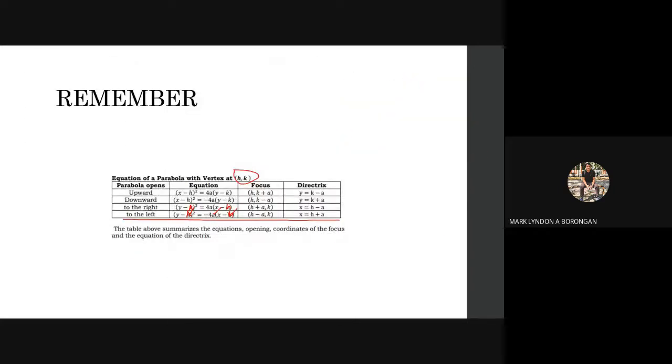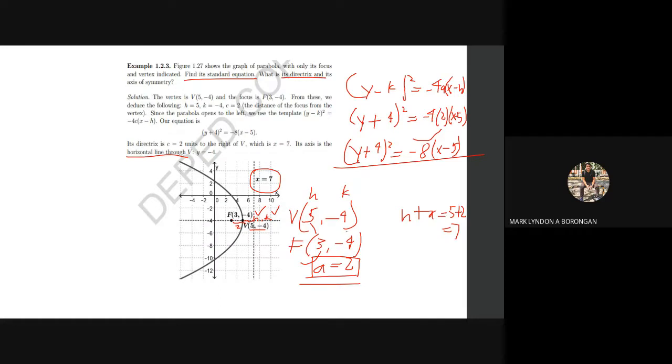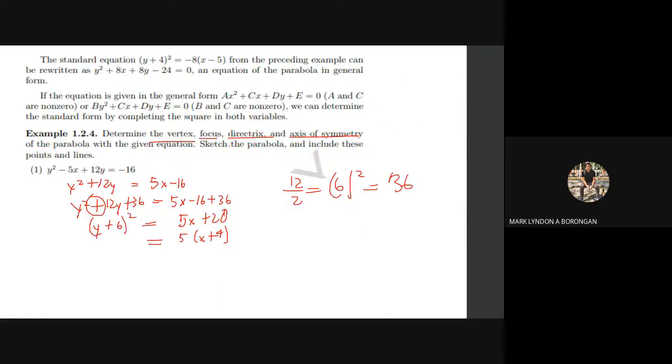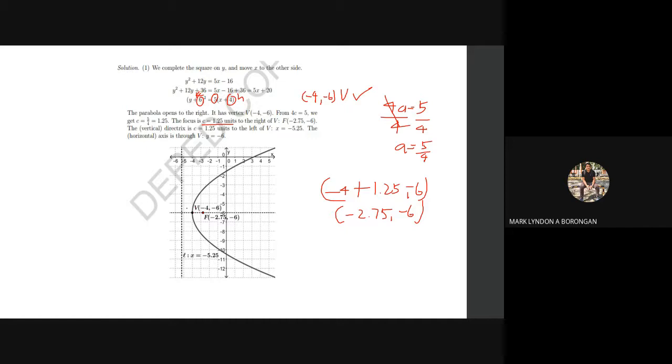H plus a. So, ang h na to is -4. Then, addan nimo siya 1.75 nga positive. So, nakuha na nato ang atuang vertex, atong focus, atong directrix ani. So, pag determine sa directrix, so kani siya 4 minus pug ka dari, mo-move ka og 1.25 sa ubos. So, muna siya sa directrix.